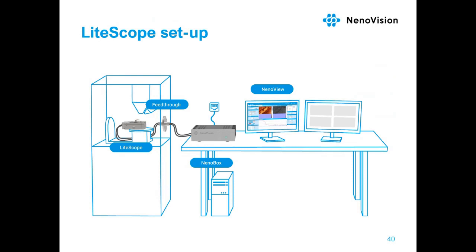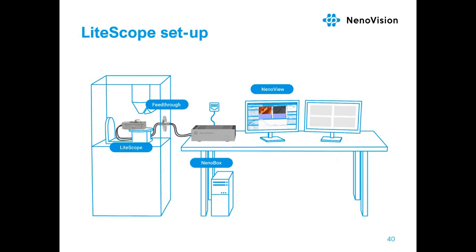Now I would like to talk about the LiteScope setup, so how it actually works. First of all, you locate the LiteScope inside your electron microscope. Then you have the appropriate features, which are designed for specific SEMs. Then we use our control unit NanoBox, and then you can see our NanoView software.